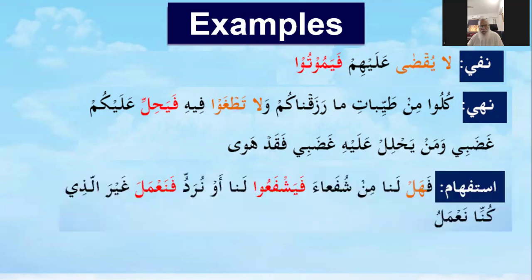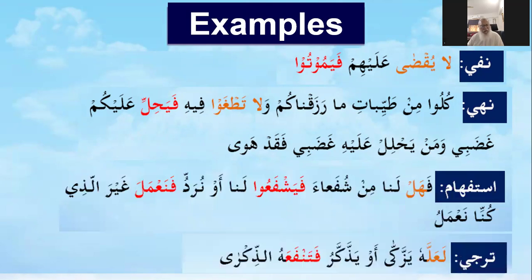Istifhami: فهل لنا من شفاء فيشفه لنا أو نرد فنعمل. Here it is coming for the questions. Tarajji: لعله يزكى ويذكر فتنفعه الذكرى. Again, look, tanfa. After the fa, there is an actual an, so it is tanfahu, and the ain is taking the fatha.